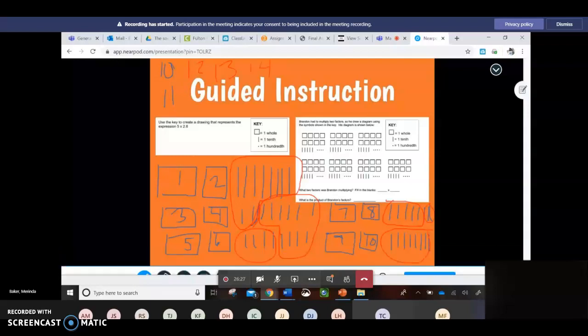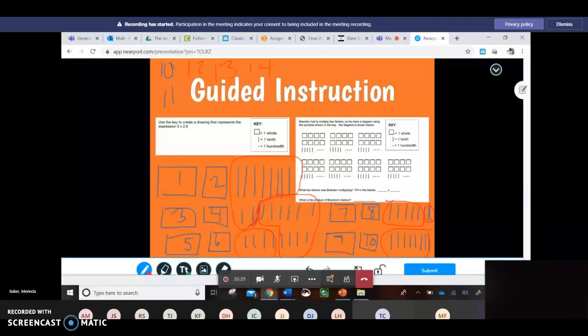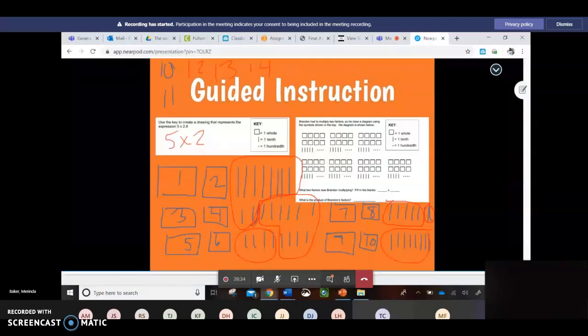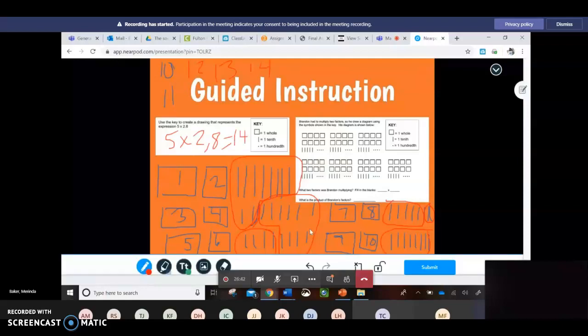So it seems like 5 times 2 and 8/10 equals 14 holes. That looks too much like a comma.